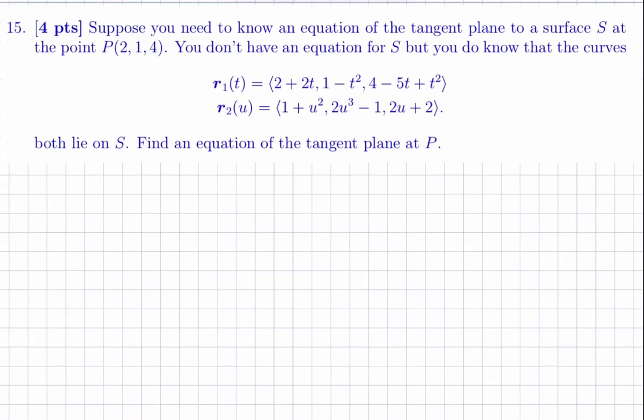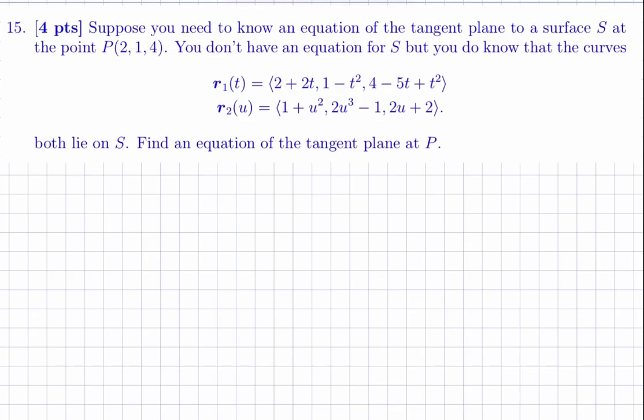Hey guys, in this question, suppose you need to know an equation for the tangent plane to a surface S at the point P equals (2, 1, 4). You don't have an equation for S, but you do know that the curves r1(t) and r2(u) both lie on S. They're asking us to find an equation of the tangent plane at point P.